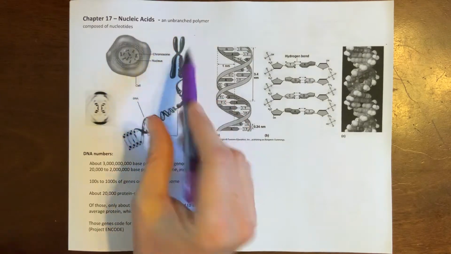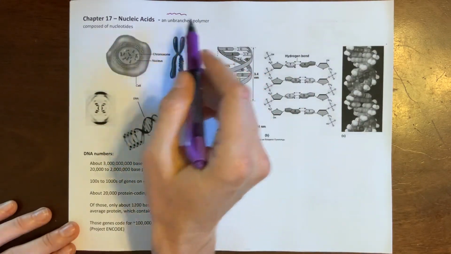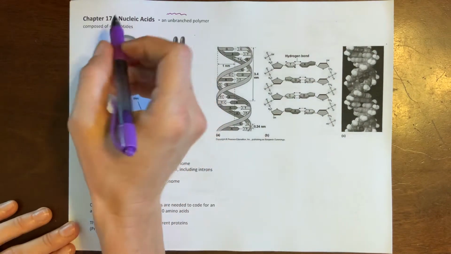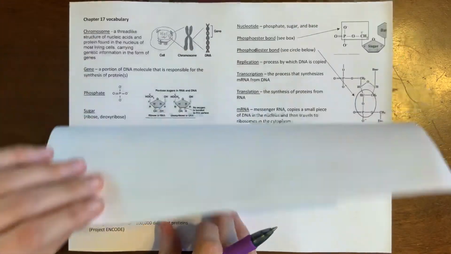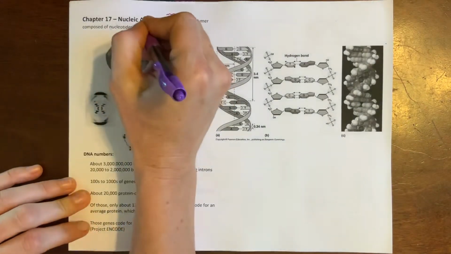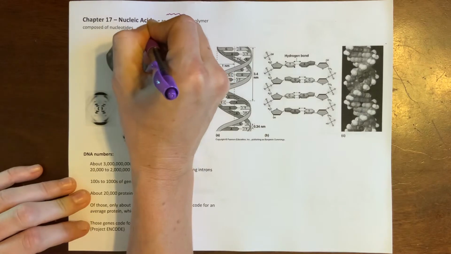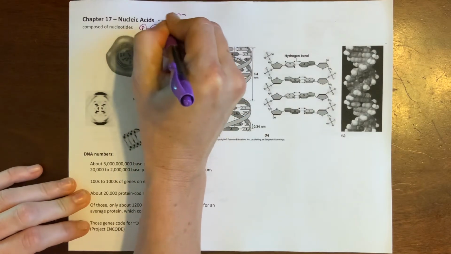And it's an unbranched polymer composed of nucleotides. Unbranched just means it's one long strand. We'll see nucleotides, and there's a good list of definitions at the end of your notes here, so take advantage of those. But nucleotides are going to be a phosphate connected to a sugar connected to a base.